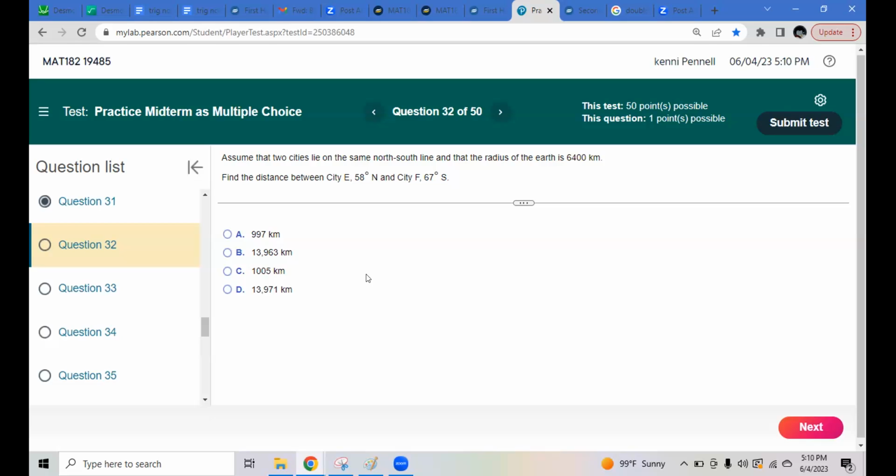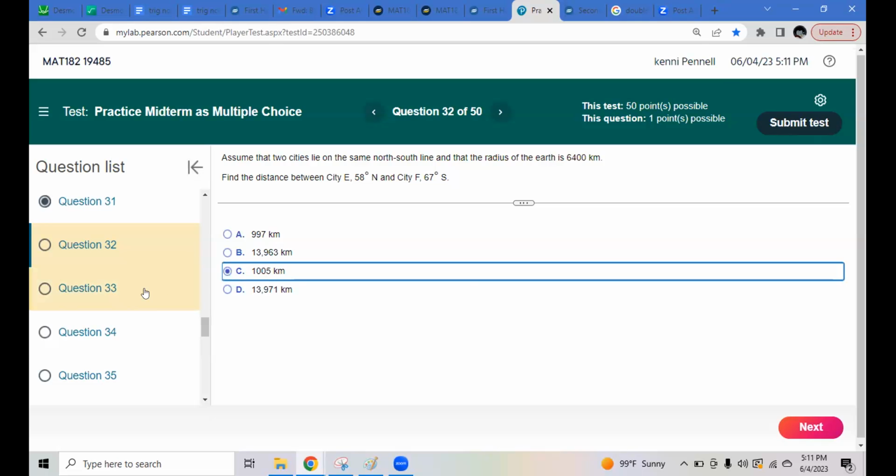Oh, I thought I was supposed to divide. My bad. Can you reread the number again? Because I just cleared my calculator. It's 0.15708. Okay, and then times 6400. All right. Okay, yeah, I got C. Good. Cool.